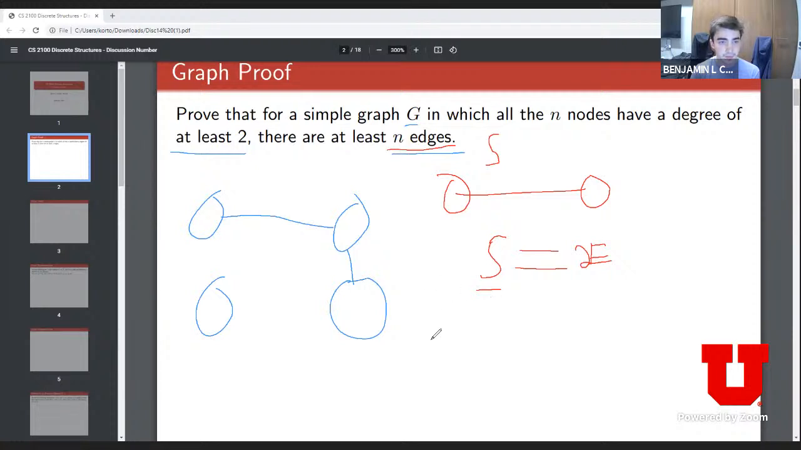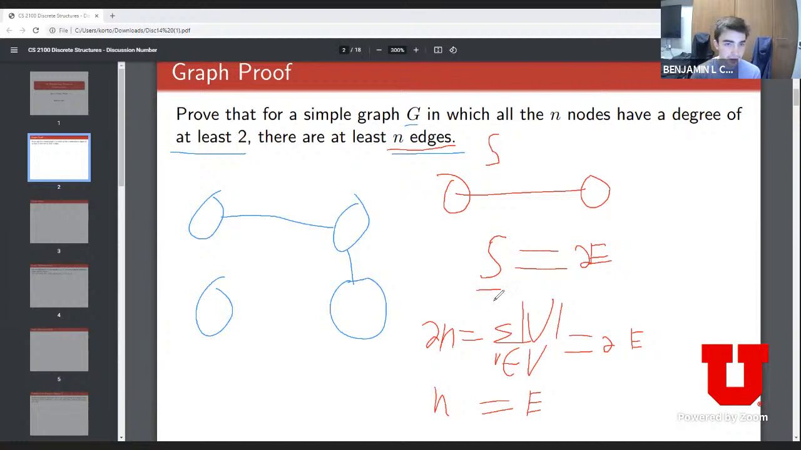So if we know that the degree is at least 2n, so we know that the sum of all the degrees is greater than or equal to 2n. So 2n equals the sum over every vertex in the set of vertices of the degree of that vertex, which equals what? 2 times the number of edges. So that also tells us that, assuming that there are exactly 2n in the sum, n equals the number of edges in our graph.